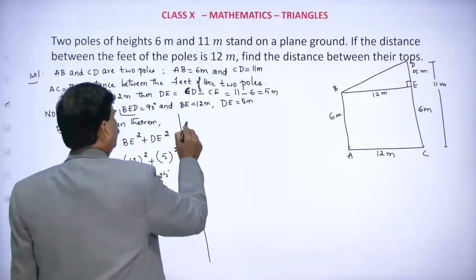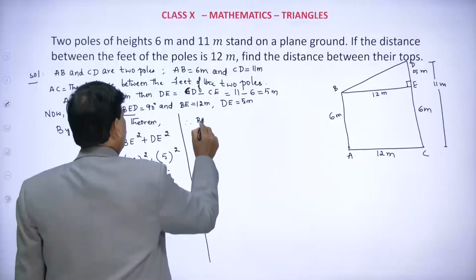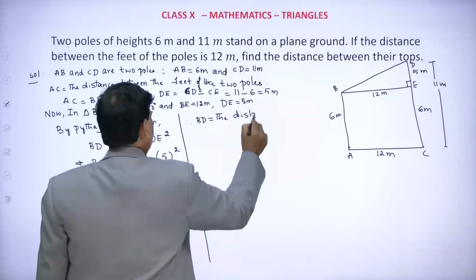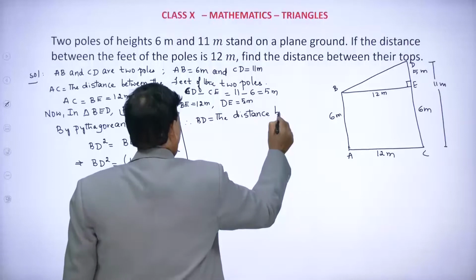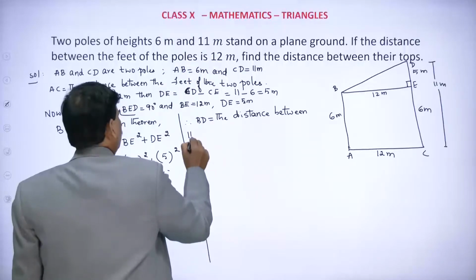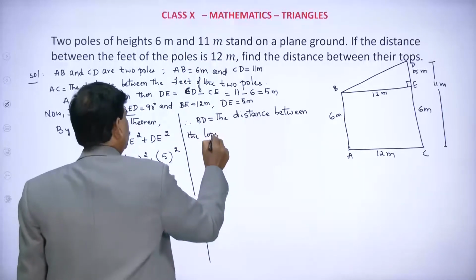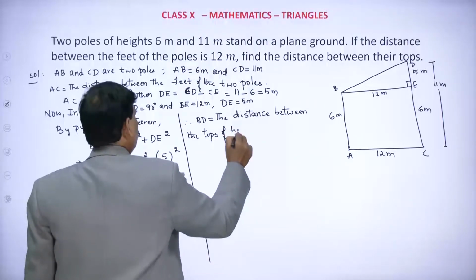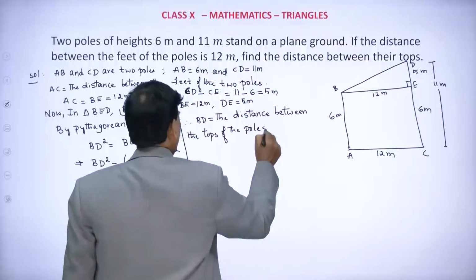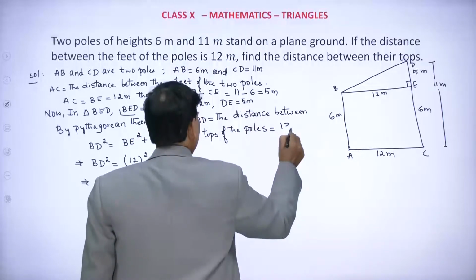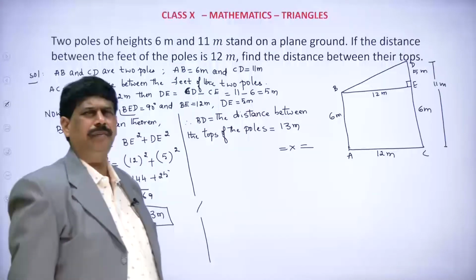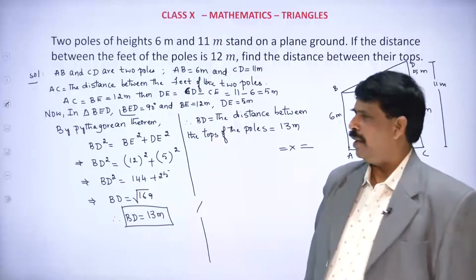So therefore BD is equal to the distance between the tops of the poles. That is equal to 13 meters. This is the problem. Is it clear? So easy problem. Right. Let us see the next one now.